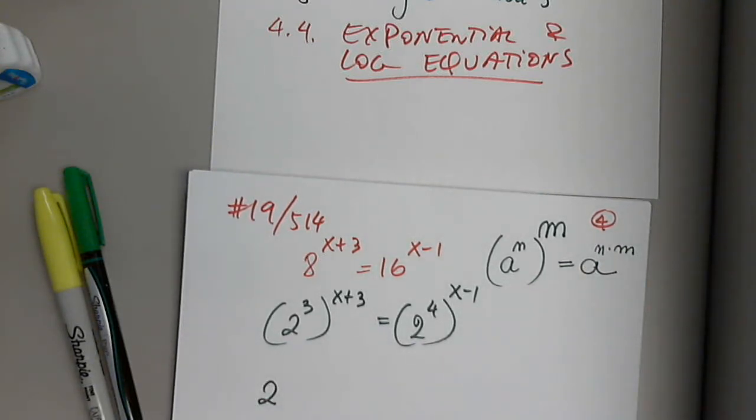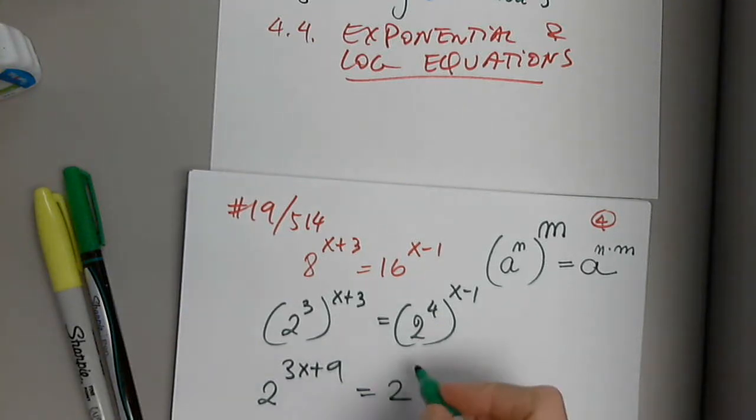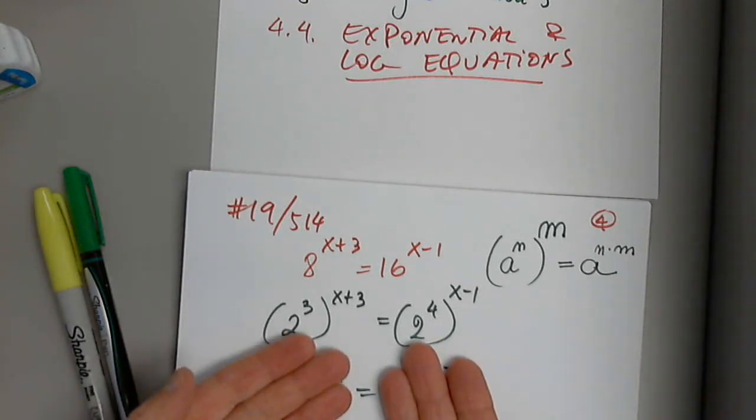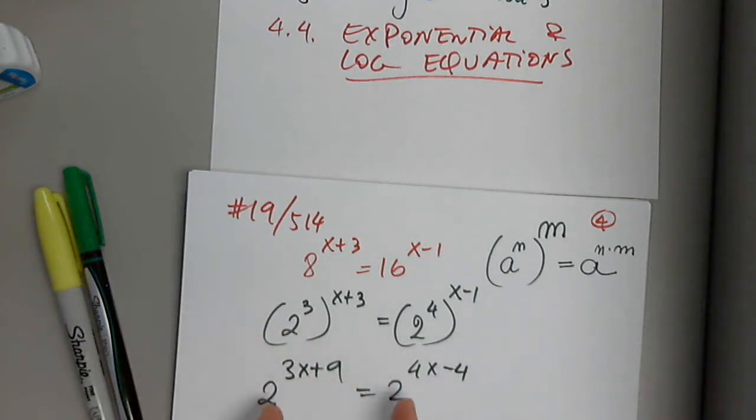So then I copy the base. And then what do I write on the left-hand side? 2 raised to the 3x plus 9. Exactly. What do I write on the right-hand side? 4x minus 4. Very good. I'm back in business, meaning I have two numbers that are equal, and they have the same base. What has to happen? The exponents must be equal.